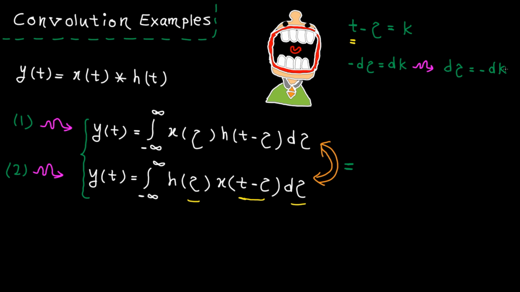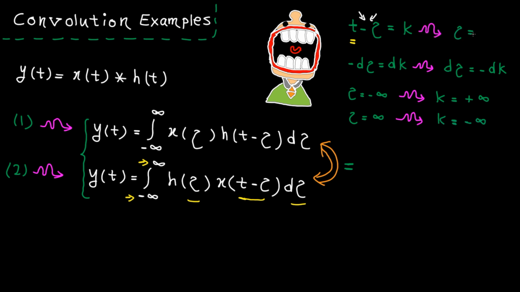Now, when we change the integral variable, we also need to change the interval. When tau is minus infinity, we get t minus minus infinity. We can ignore t and therefore k becomes plus infinity. Let's do the same calculation for the upper bound. When tau is plus infinity, we get t minus infinity. Again, you can ignore t and we end up with k equal to minus infinity.